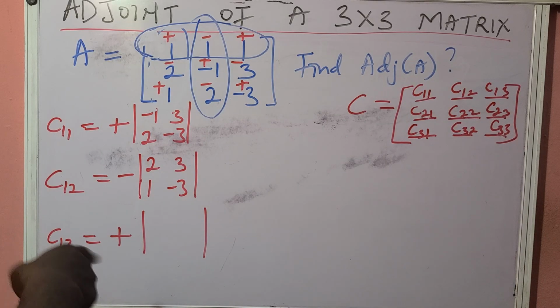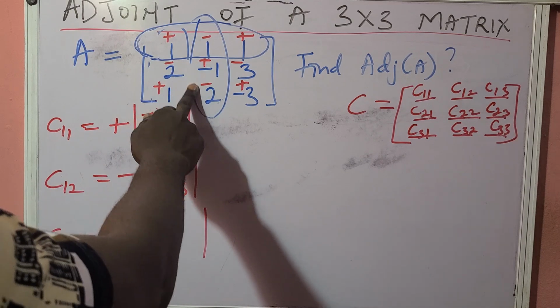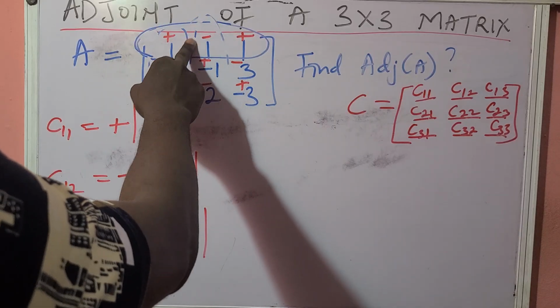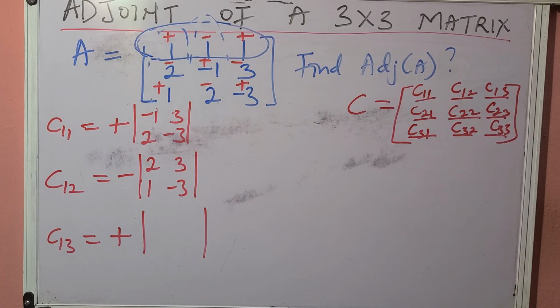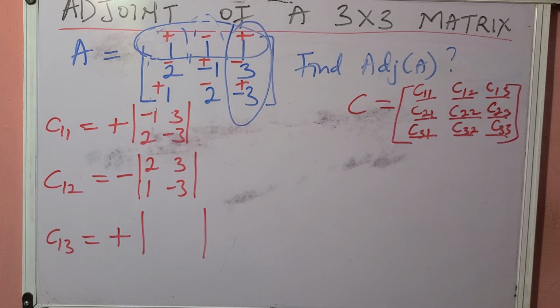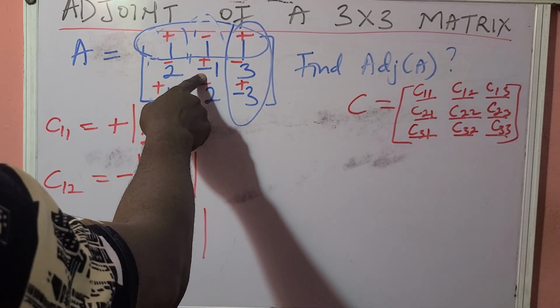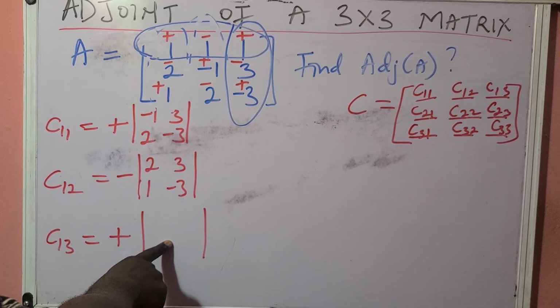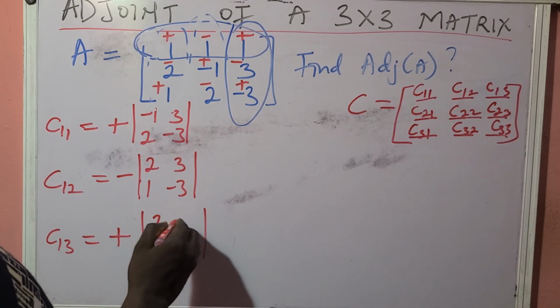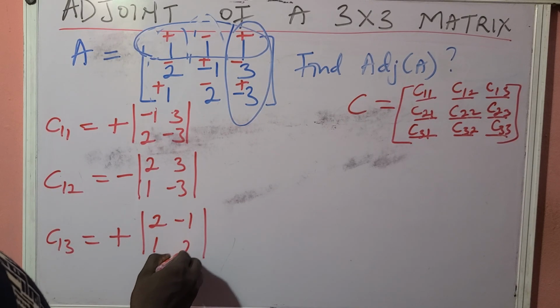So you can go on to do for C13. Of course, here we're interested in row 1 and column 3. So we are interested in still row 1, but we're no longer interested in column 2. So we are interested in column 3. So you go on to block off the entirety of column 3. And so we'll be left with 2, -1, 1, 2. And that's what you're going to fix as the value for the matrix in the determinant braces. So you put in 2, -1, 1, 2.